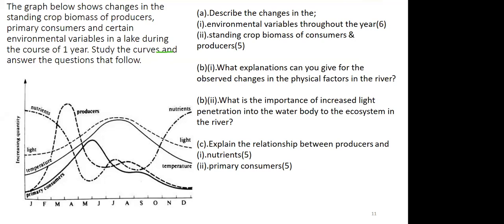Okay, so the producers use the nutrients to make their own food. But for them to do that, there must be sufficient light for them to carry out photosynthesis. Now, if the light is reducing, it means that those producers cannot actually make food. And so the nutrients will remain unutilized.